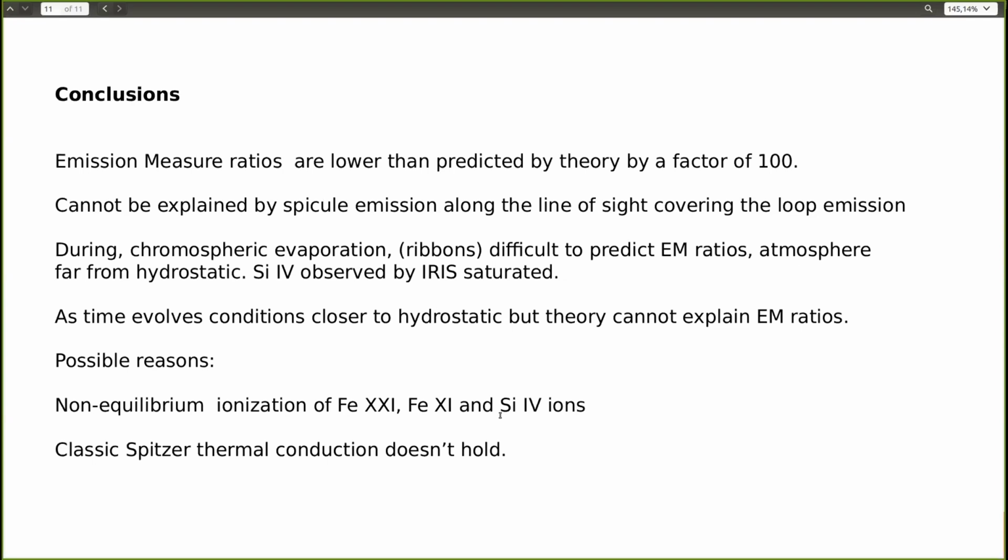And perhaps the classic Spitzer thermal conduction doesn't hold. Perhaps because Spitzer thermal conduction supposes that the electrons are described by a Maxwellian, or perhaps the gradient of the temperature is of the order of the mean free path of the electrons. There are different considerations that have to be taken into account. Thank you very much.